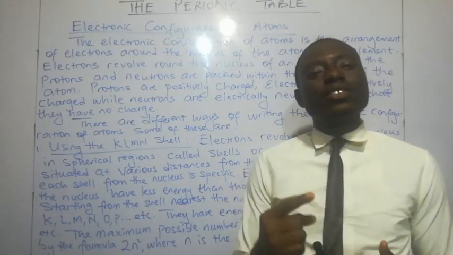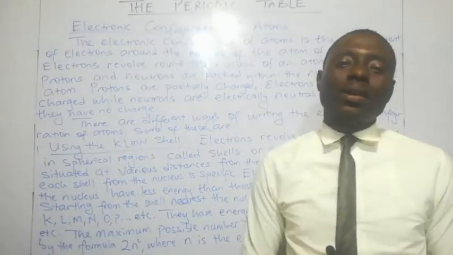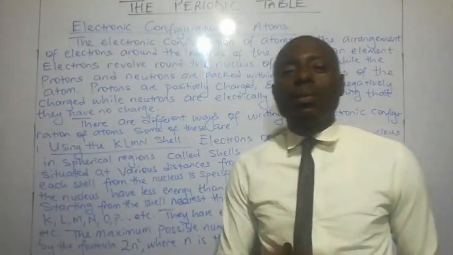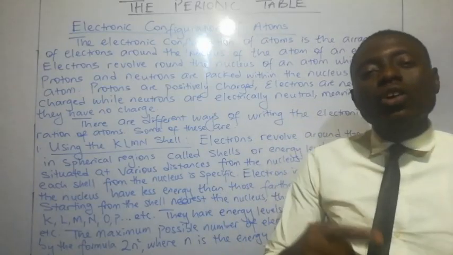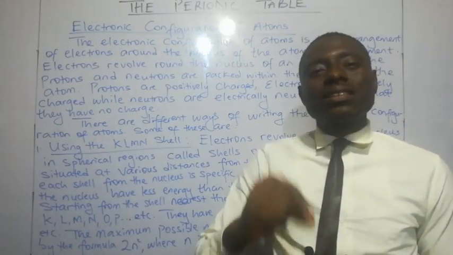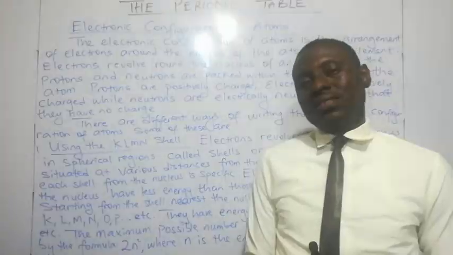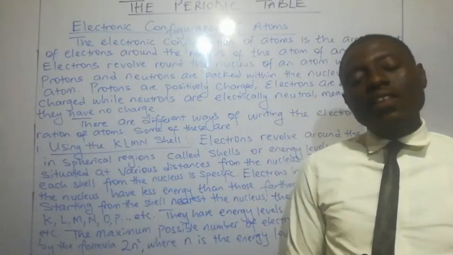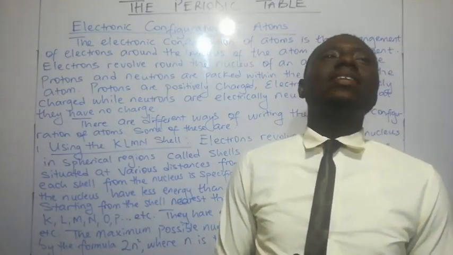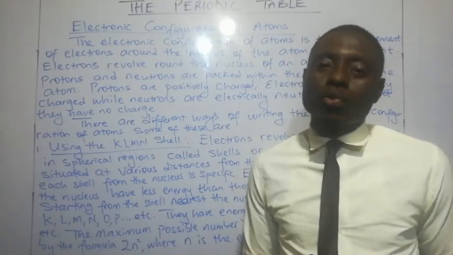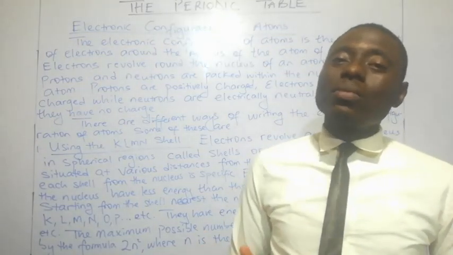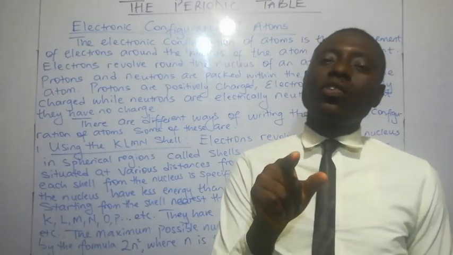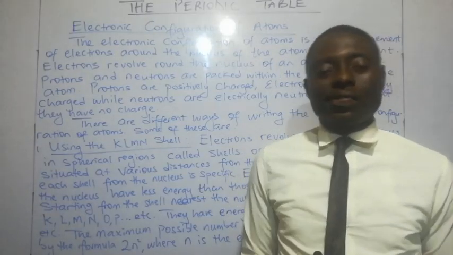Another thing I want to let you know is that the number of protons in an atom is referred to as the atomic number of that atom. I didn't write that on the board, but I'm going to say it again. The number of protons that an atom has is the atomic number of the atom. So which means that if an atom has, let's say, 5 protons, it means that the atomic number of that element is 5.